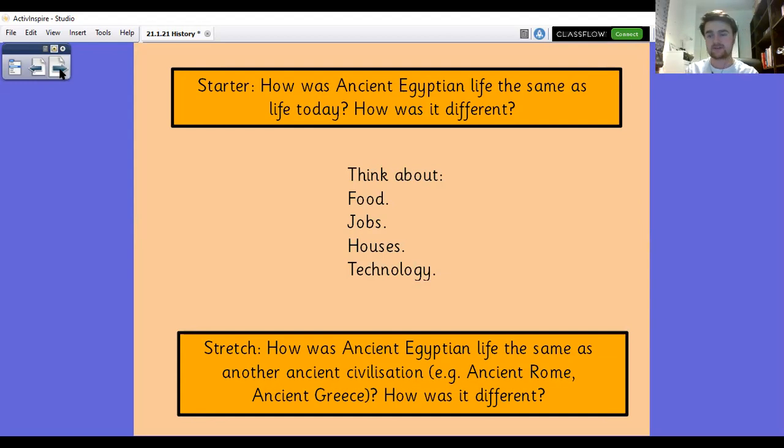If you want to stretch yourself, as well as comparing it to today, can you compare it to another ancient civilization? How was ancient Egyptian life the same as ancient Roman life, and how was it different? How was it the same as ancient Greek life, and how was it different? How was it the same as life in Mayan times, and how was it different? You might need to do a bit of research around that. You might know enough information off the top of your head, but that is your stretch as well. So have a go at that, and then when you've done that, come back to me and we will go on to what your second activity is.